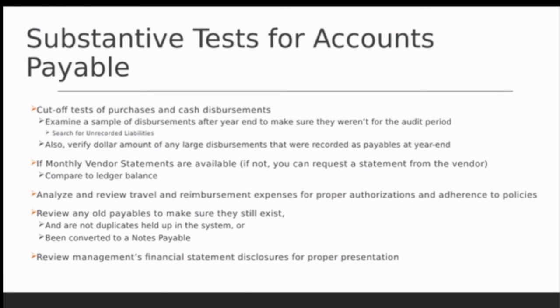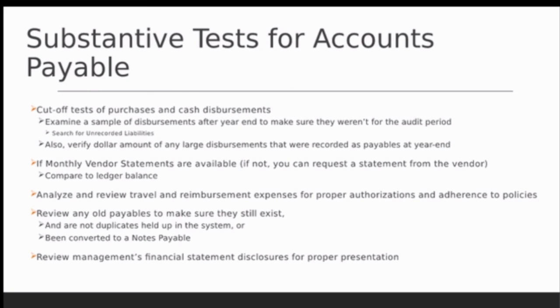You're also going to verify dollar amounts of any large disbursements after the year end to make sure that it really was recorded properly at year end. You could have a large payable that's on there, but then when you look in January and February, maybe it was higher than what they had recorded. So that's a way to manipulate if you've understated your accounts payable. So verifying some of those large payables in the subsequent month of January and February might be a good idea.